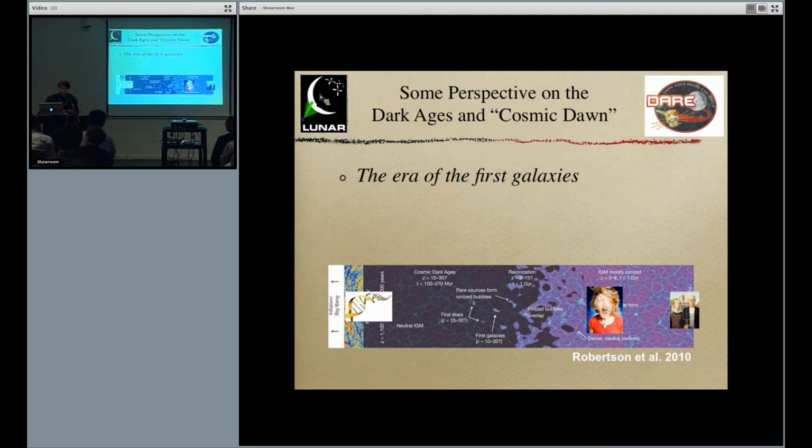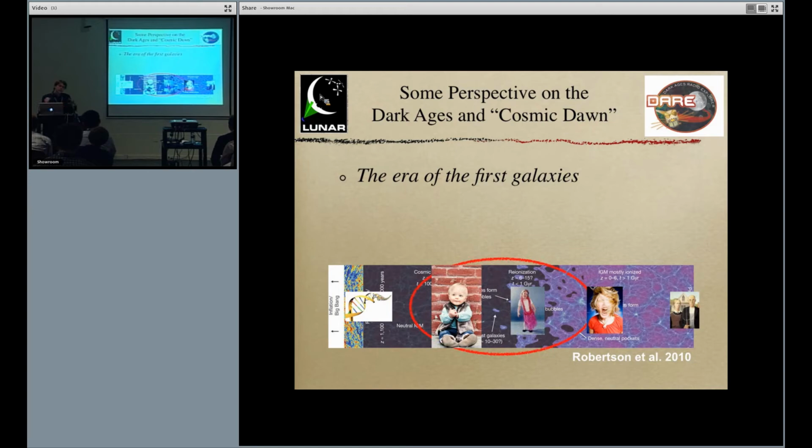So what we want to observe with DARE are the stages in between, which are called the dark ages and the cosmic dawn. And that's going to include the birth of galaxies, the first galaxies to form in the universe, and their childhood, growing into the sort of teenage galaxies that we see later. And the analogy with human development is actually very close, because it's during these times that the universe is going to be undergoing the most radical transformations.